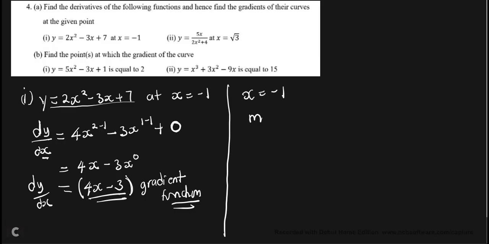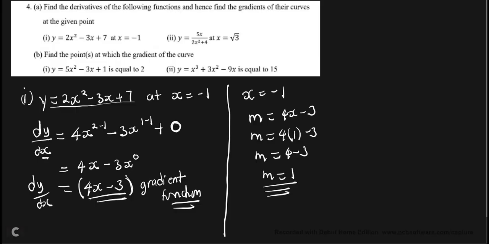Now from there you say m equals 4x minus 3. Then m equals 4 times -1, minus 3. Then m equals -4 minus 3, such that your answer is -7. So that is your gradient. The one that we found here is your gradient, but this side is the gradient function, or the derivative. So that's how you find this question.